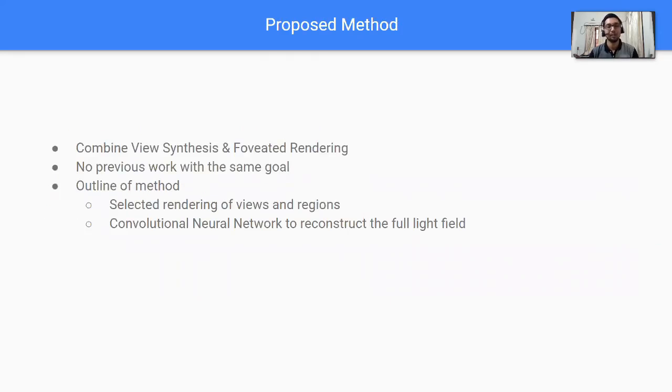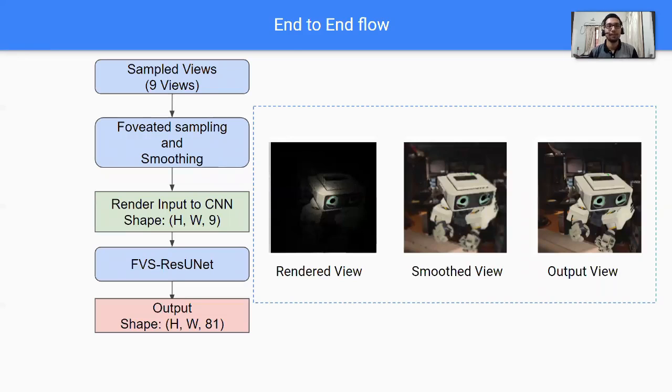Our solution seeks to combine these techniques to be used for light fields. We did not find any existing works that attempt this. Broadly, our method has two main steps: selected rendering of views and regions, and a CNN to reconstruct the full light field. The end-to-end flow is described here.